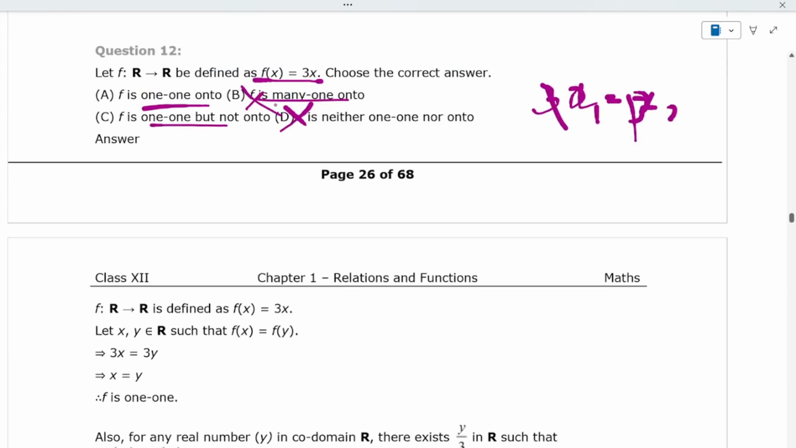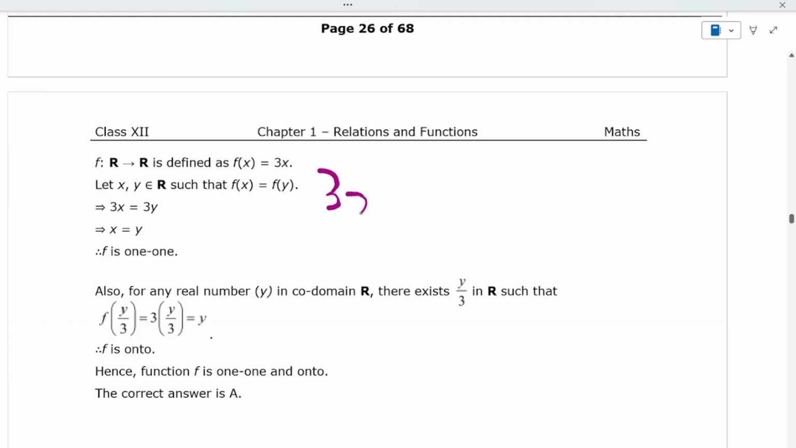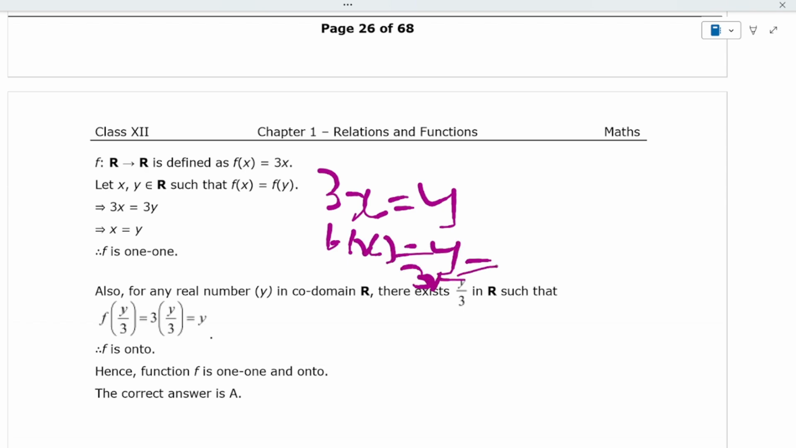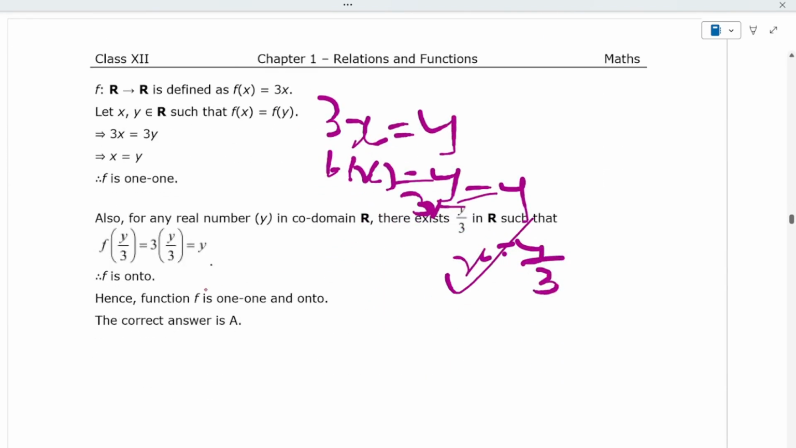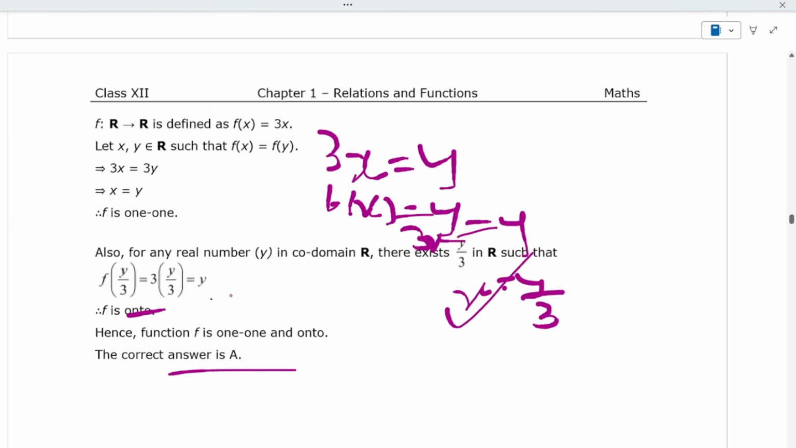Okay, now let's see for onto. 3x, right? They have given, you have to prove that it is y. Now you consider f of x is equal to y. 3x is equal to y you will get. So x is equal to y by 3 you will get. And the domain they have given is rational numbers, so it is present, so it is onto.